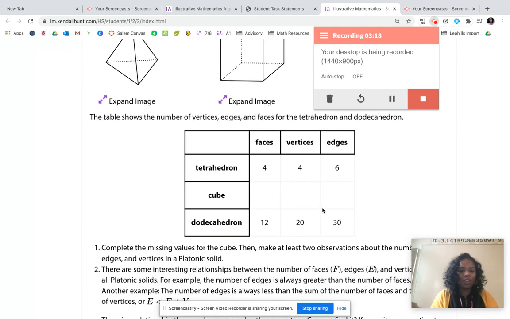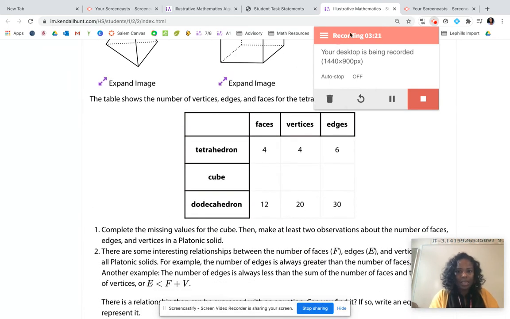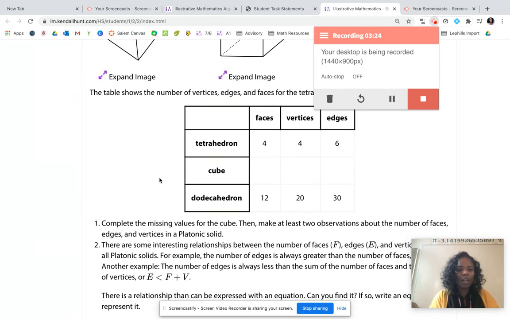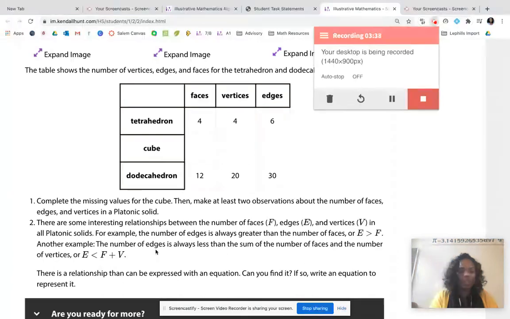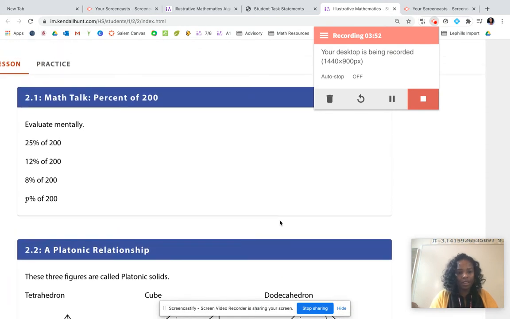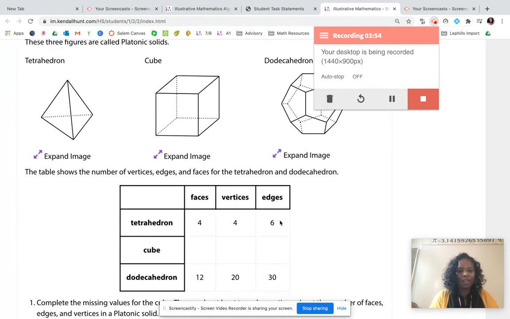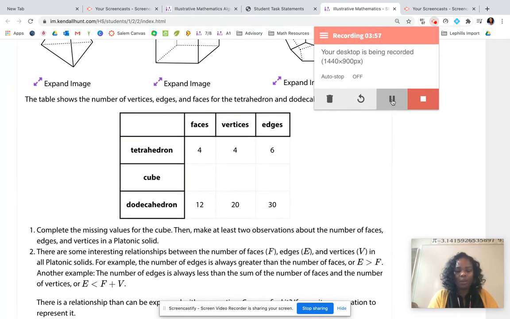Let's move on. For this next part, you're going to fill in the table for the number of vertices, edges, and faces for the cube. The tetrahedron and dodecahedron have already been done for you. And then you're going to look at the relationship of the faces, vertices, and edges within each shape and see if you can come up with a relationship that generalizes how a Platonic solid works. I'm going to pause again and give you a chance to work on it, and then we'll come back and talk about it.